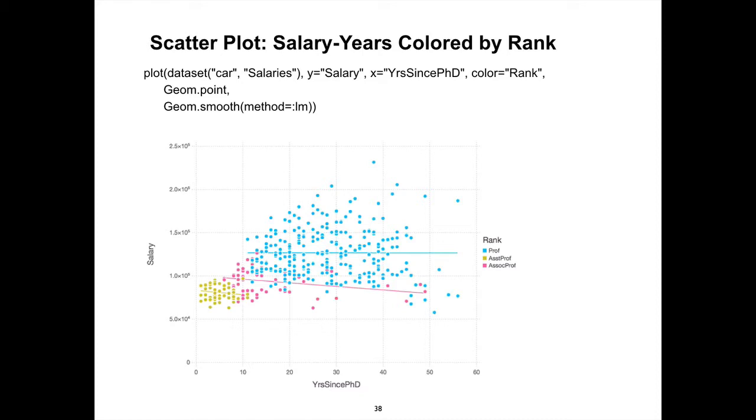And then you'll see this particular plot method actually shows you it does a least squares fit on the data. And so for assistant and associate professors, the salary actually goes down the longer you've been out of school.